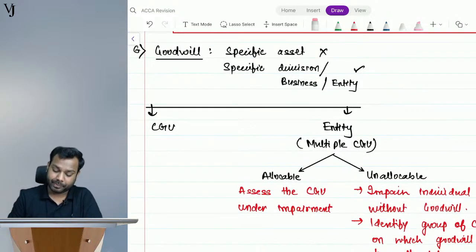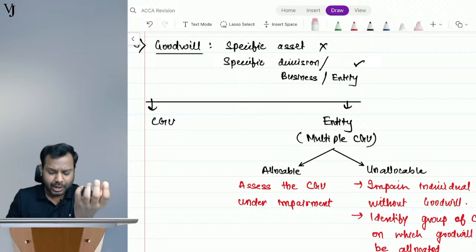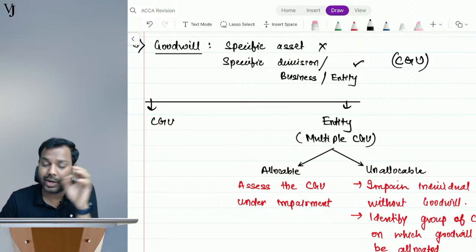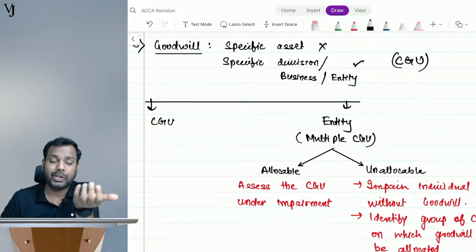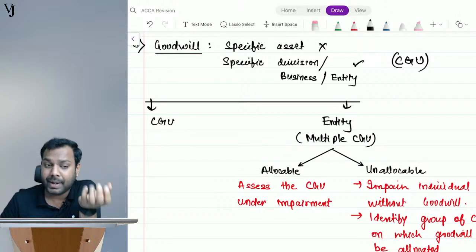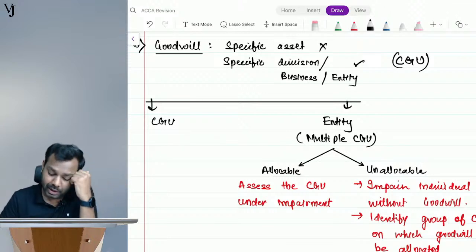Now, understand, guys. Goodwill. Is goodwill for a specific asset? No. Goodwill can be for a specific division, or you can say CGU, cash generating unit. I believe all of you know the meaning of CGU. CGUs are the smallest identifiable group of assets capable of generating independent cash flows. Goodwill cannot be for an asset. It can be for a CGU.